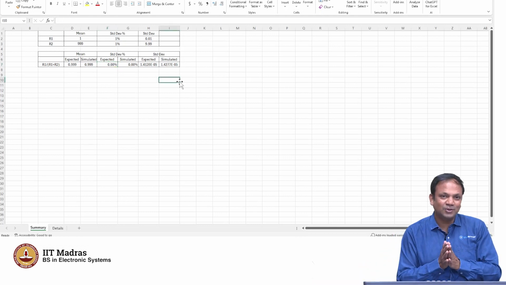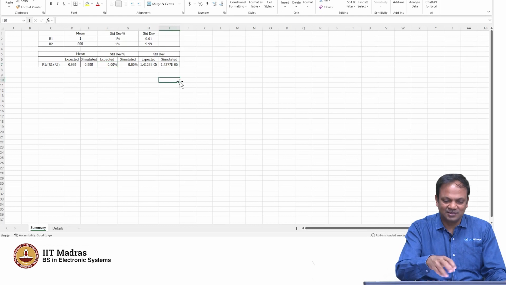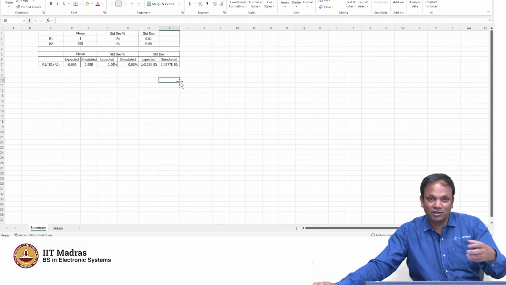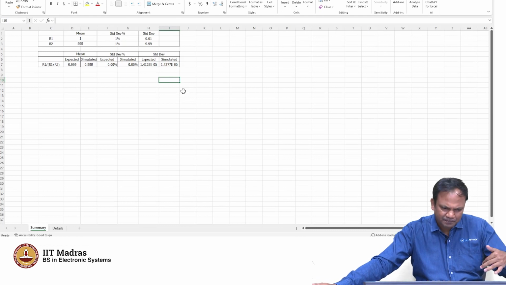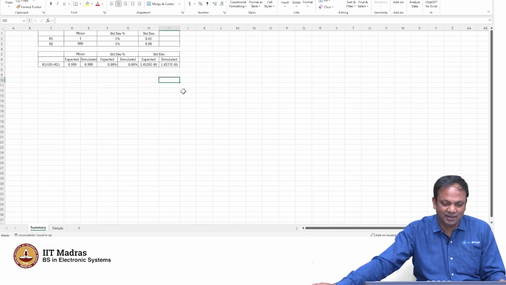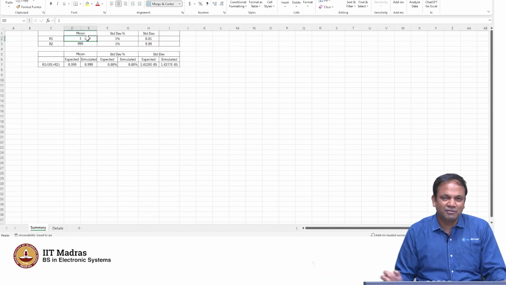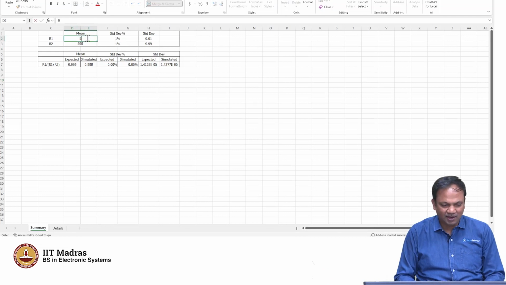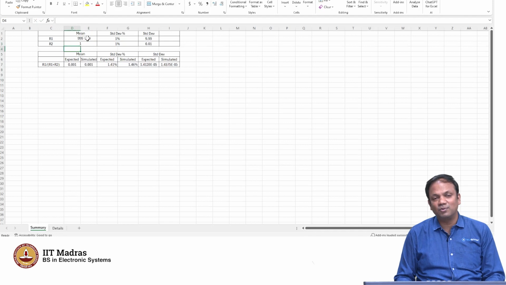So it is interesting to understand that although the standard deviation is also lower in this case, you are now helped by the fact that you are dividing by a large number. So as a percentage, that standard deviation percentage is very small. Now suppose I flip it, right? Let's say I make R1 999 and I make R2 1, right? In this case, what happens?